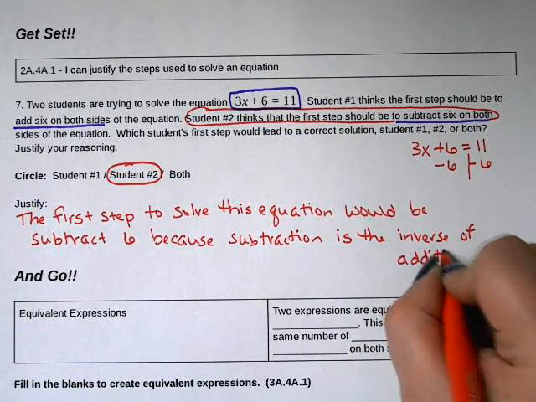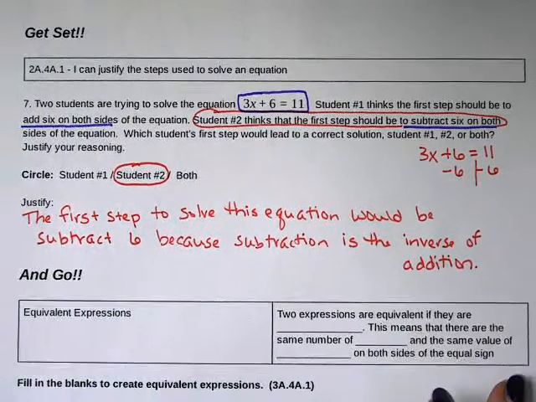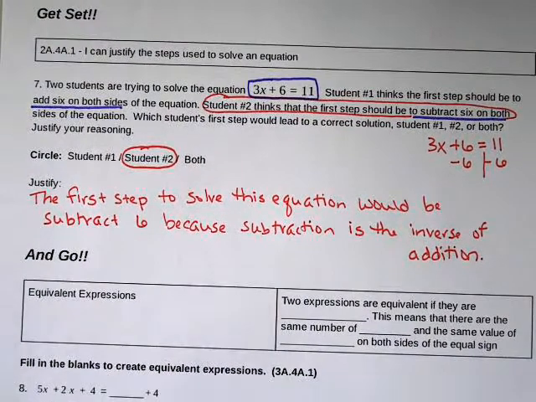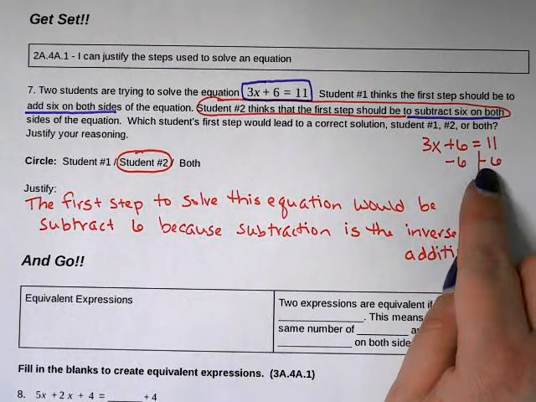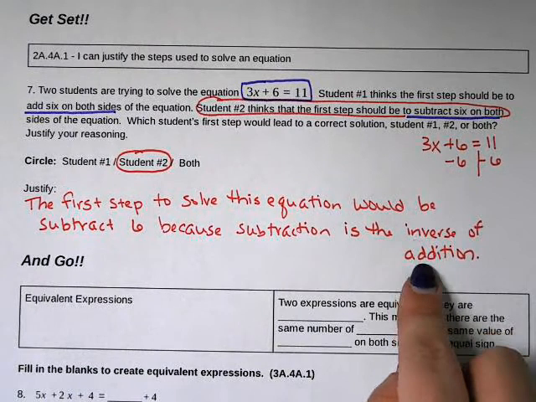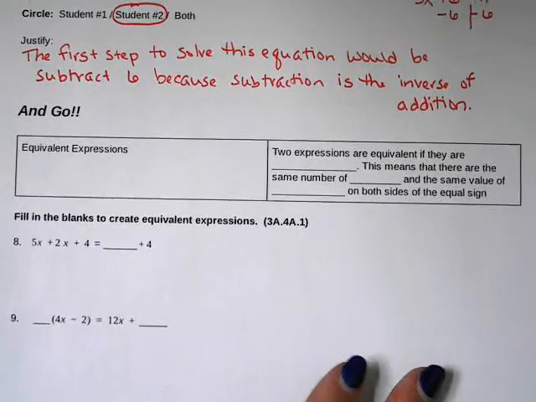So we think that in our head all the time. All we're asking you to do right here is just write it out then. If we've got 3x plus 6, you guys know we should subtract 6 because it's the inverse of addition. That's all I'm asking you to write then. One more thing that we've got to talk about.